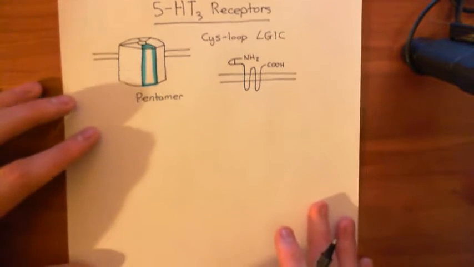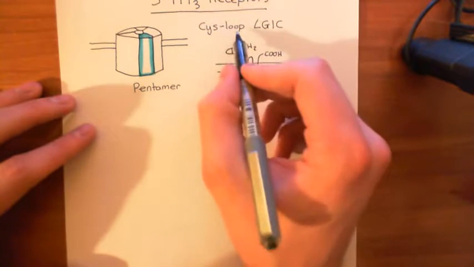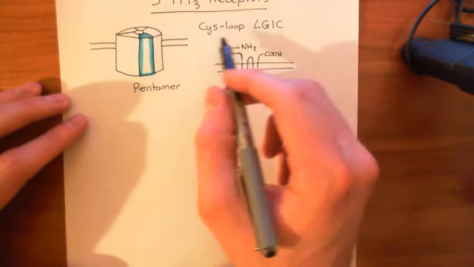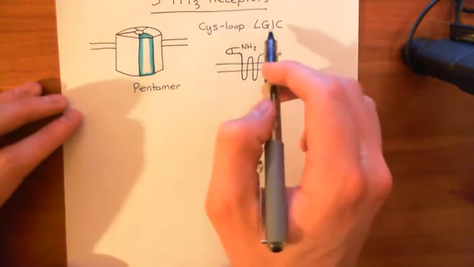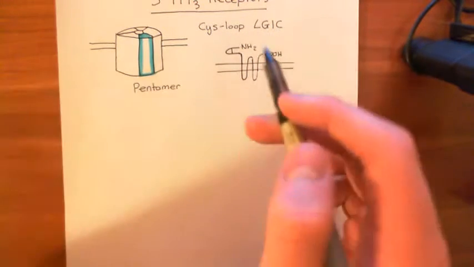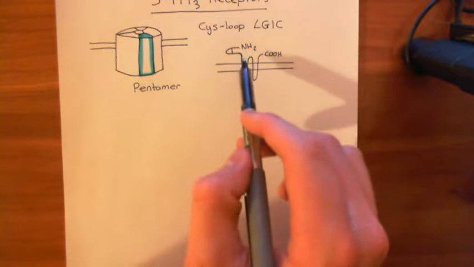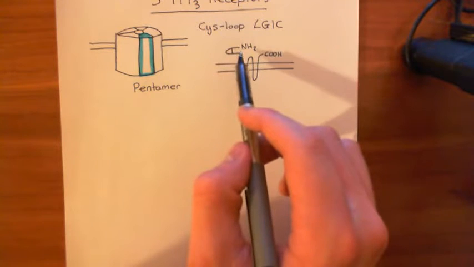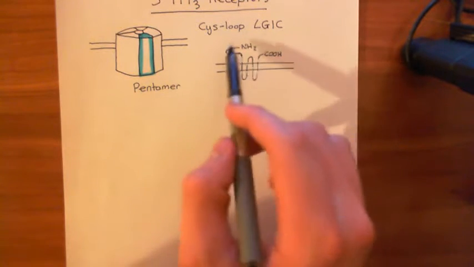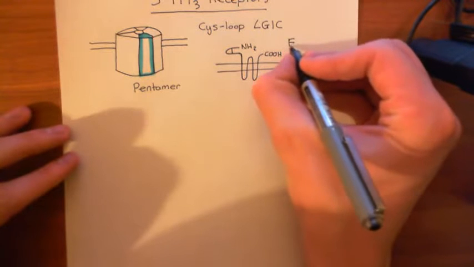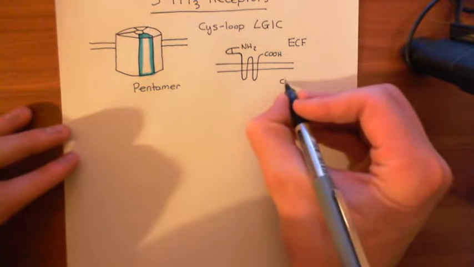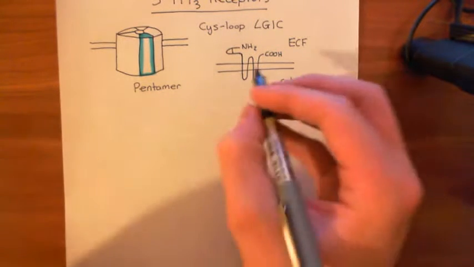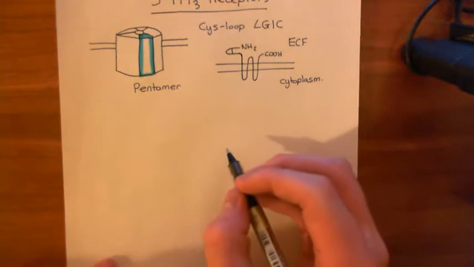Okay, so, as promised, I'm now going to discuss with you what a cis loop is, because it's after this that the cis-loop ligand-gated ion channels are named. The cis-loop ligand-gated ion channels are a whole family of ligand-gated ion channels, and they all basically have this same membrane-spanning topology, with a cis loop in their amino terminal extracellular domain. This is the extracellular fluid side here, and this is the cytoplasmic side of the phospholipid bilayer.